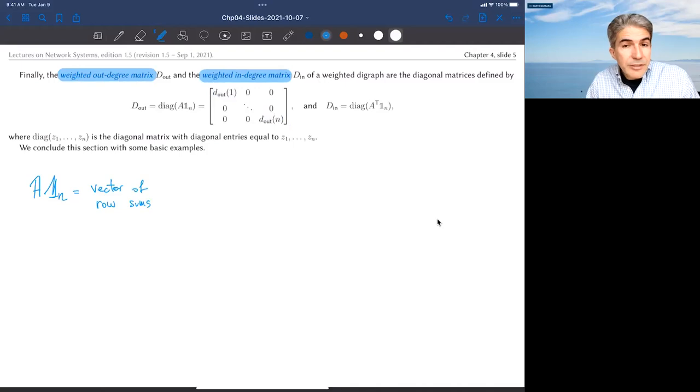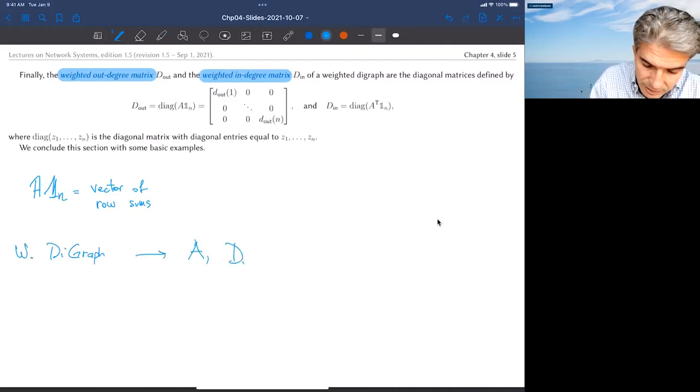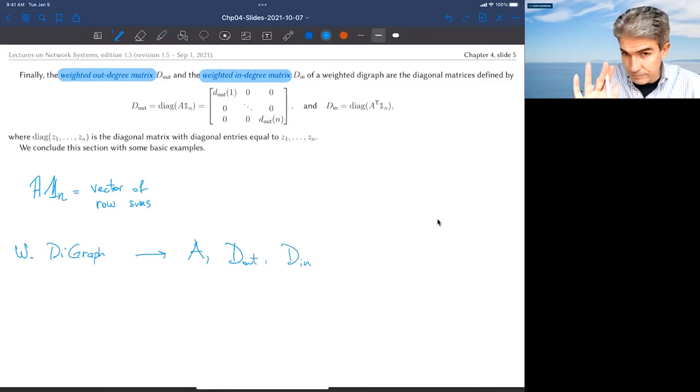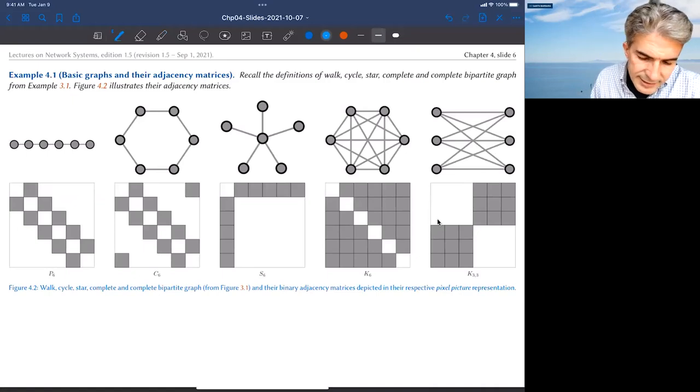Is the graph weighted or unweighted? If it's unweighted, then it's just a binary adjacency matrix. You do row sums, the row sums are going to be natural numbers, and you will have an unweighted degree matrix, but I'm not going to worry about that too much. It's relatively straightforward. All right, so now let me just summarize. Given a weighted directed graph, so directed and also weighted, now we have its adjacency matrix, its out degree matrix, and its in degree matrix. Okay, let me give you some examples. Let's start by looking at the basic undirected graphs that we saw in chapter three.